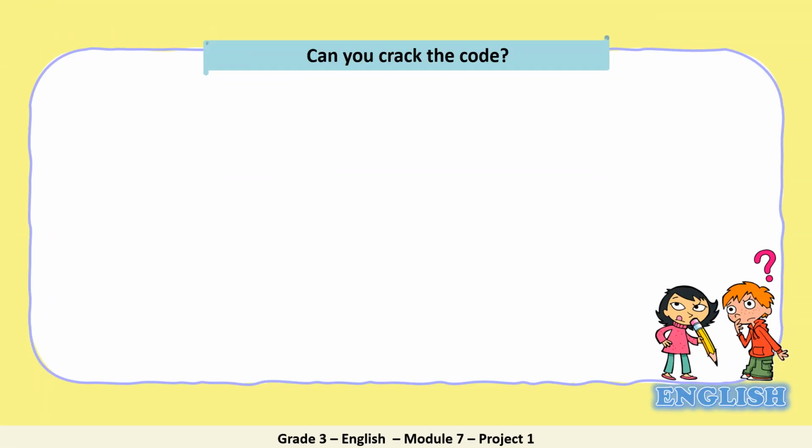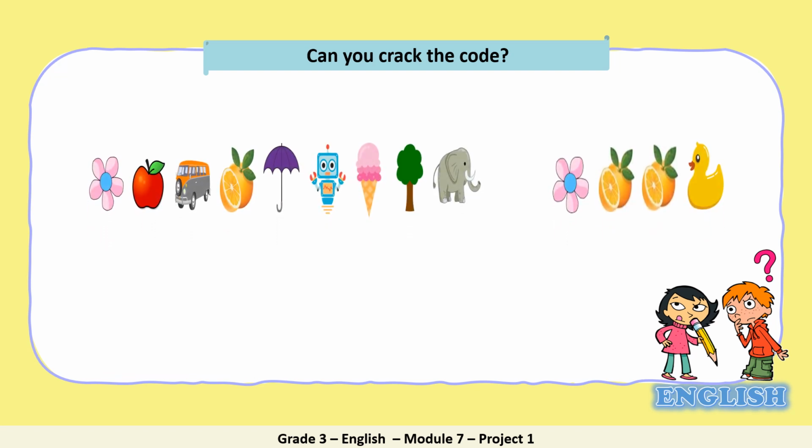Let's get started. As usual, I have a fun challenge for you. Here is a secret code. It has the title of our lesson. For each letter of the title, I have a picture. I want you to think of the starting letter of each word in those pictures. That would be a letter in the title.